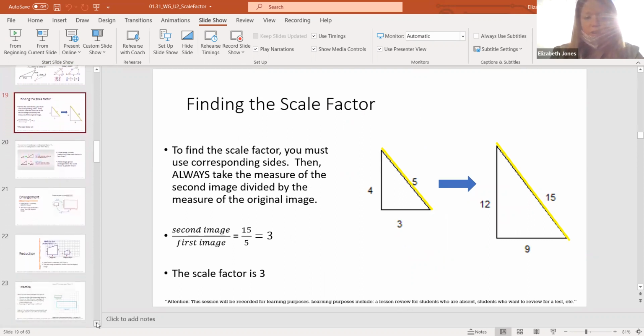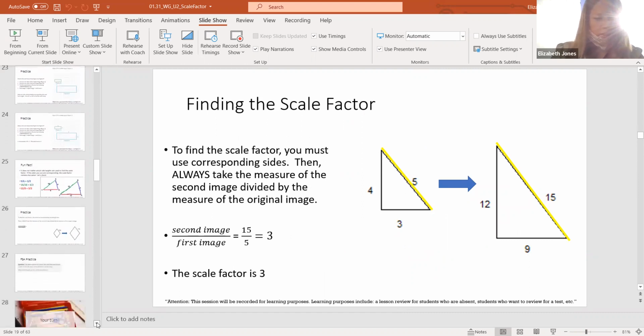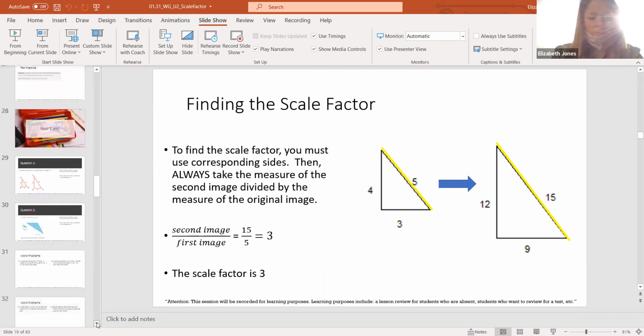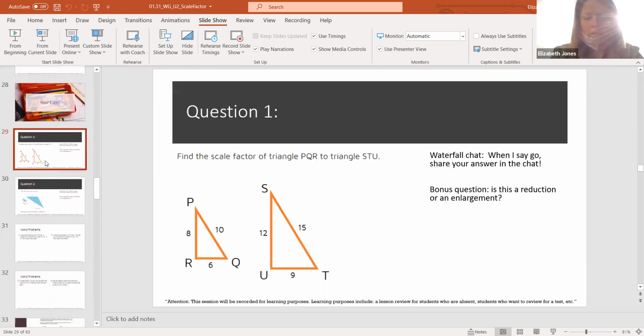Trying to get down to triangles. Triangles are super fun. You hear the noise? Another key fact in this video is I'm in an airport. So you're going to be asked a question about where Mrs. Jones filmed this, and it was in an airport.